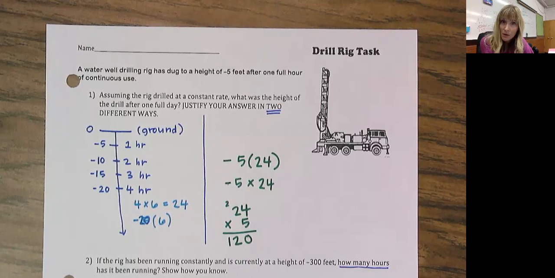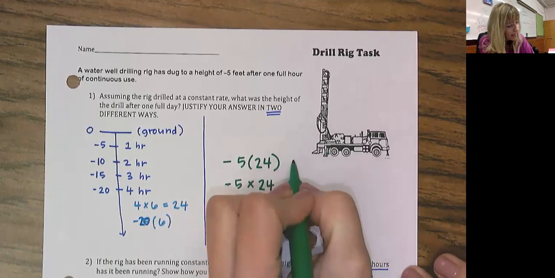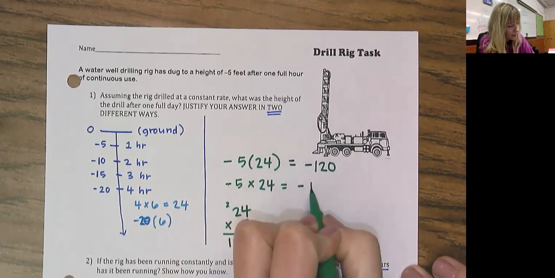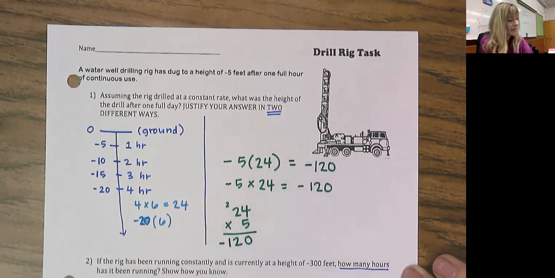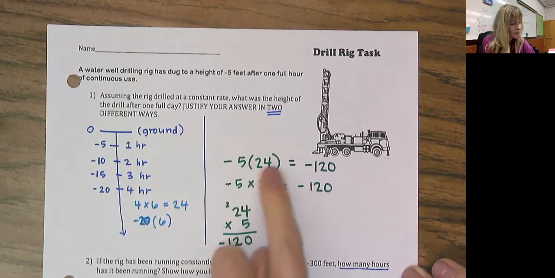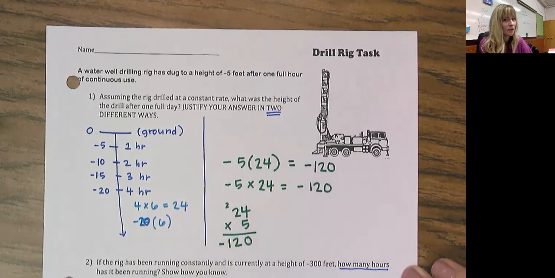And if you say no, I agree with you. Why? Because the answer needs to be -120. No matter how I write it or set this up, this answer is -120. I want your brain to process that for a minute. -5 times 24 is -120. Why does it have to be a negative?